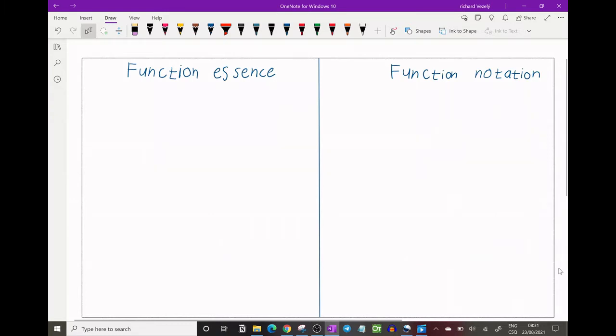Now that you know what functions are and what they can do for you, it's time to look at how you can build a function and how people talk about functions.